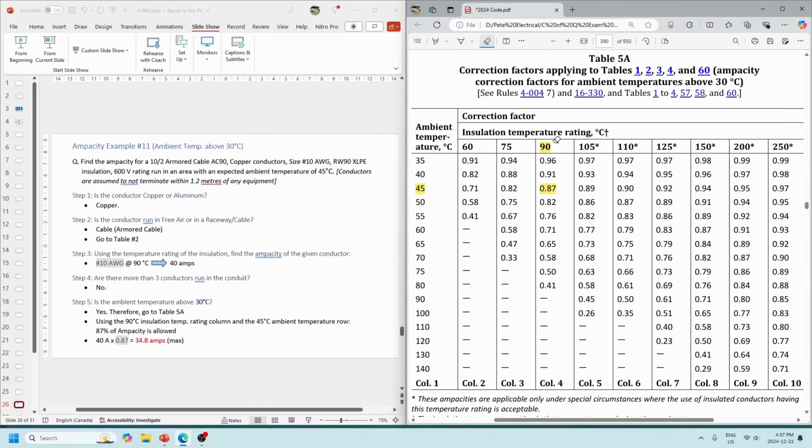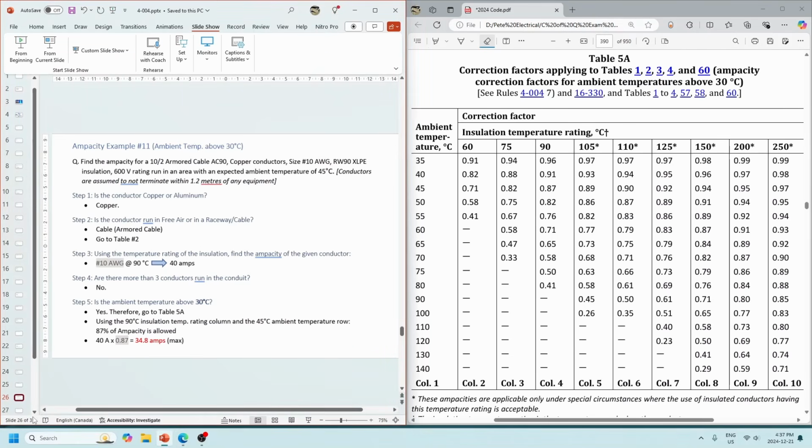Okay, so hopefully you're cool so far on table 5A. Super simple. You're just looking at the insulation rating of your cables. Then you're looking at the max temperature that the ambient temperature can get up to, see where they intersect, and then use that multiplier and multiply your tables 1 through 4 ampacity value to find your maximum ampacity.